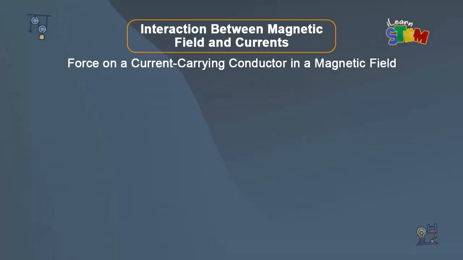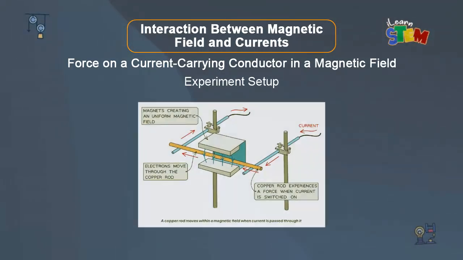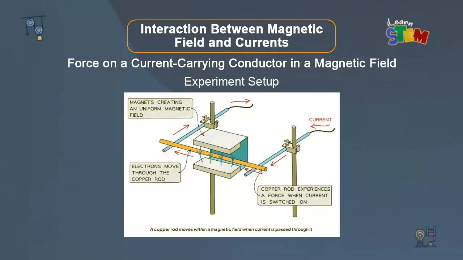Did you know that a wire carrying current can actually move when placed in a magnetic field? Let's explore how and why this happens through a simple experiment.